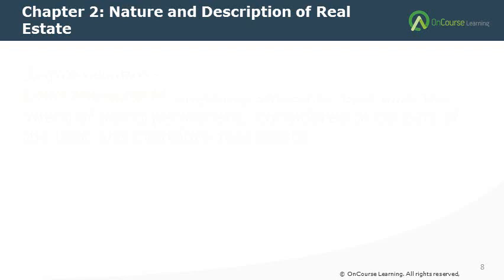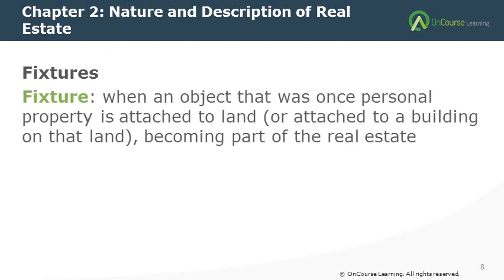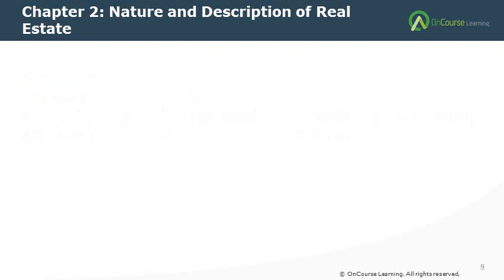We have items that were under one set of conditions personal property, but then make the jump to becoming real property. These are known as fixtures. Thus, when an object that was once personal property is attached to land or the building, the improvement on that land, it then becomes real property or real.